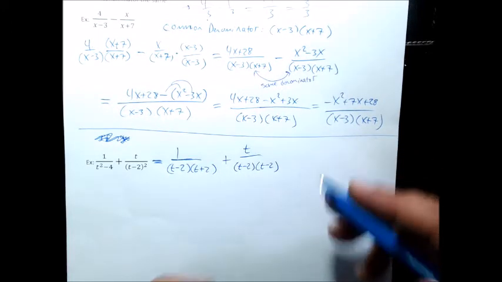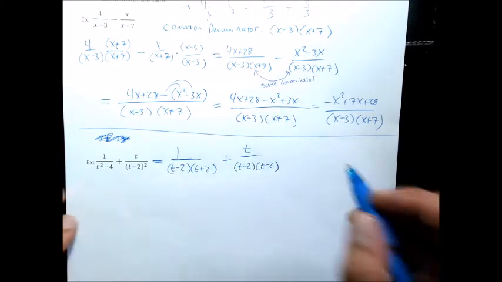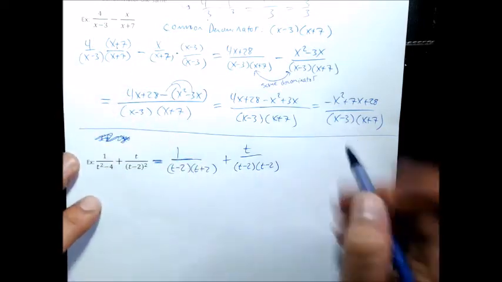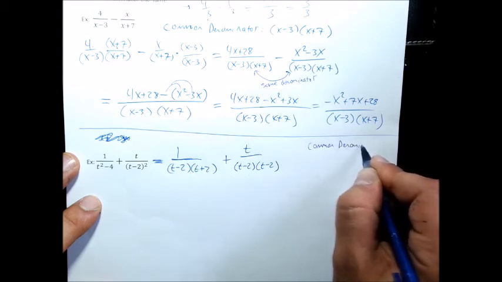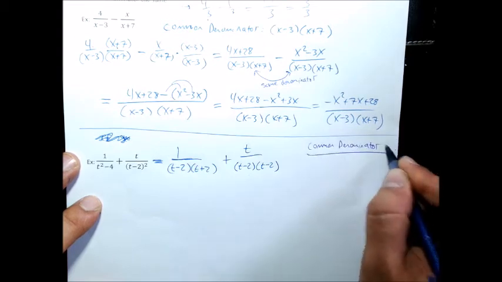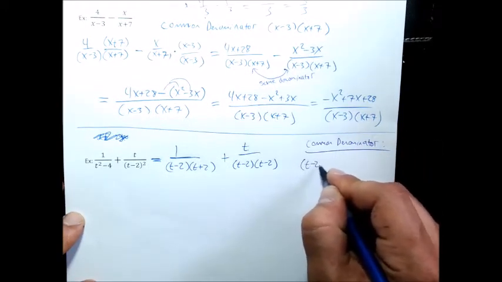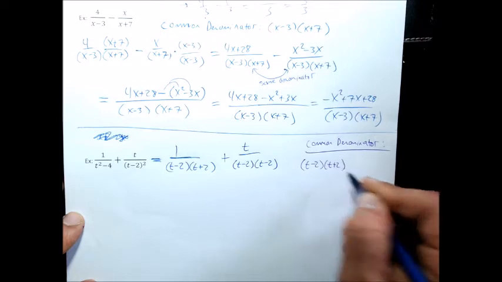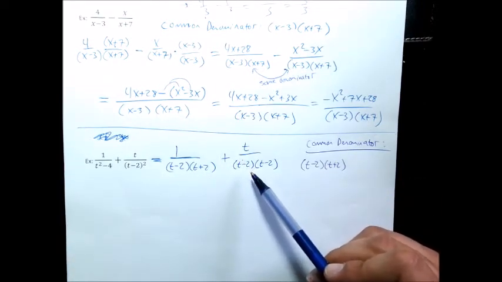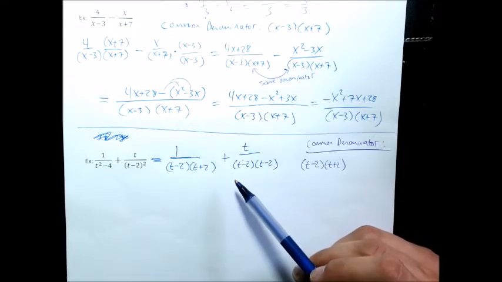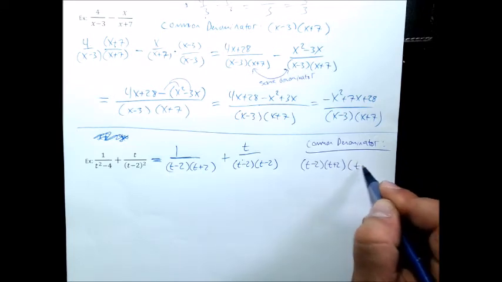When I'm looking at this, I'm seeing that this one has a t minus 2 and a t plus 2. So we're going to need at least those two. So our common denominator, we're going to need the t minus 2 and the t plus 2 because the left one has those. And the one on the right has 2 t minus 2's. And so we actually need a second t minus 2.